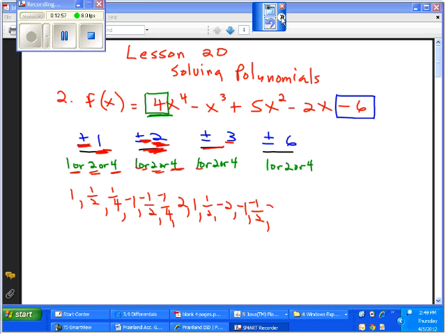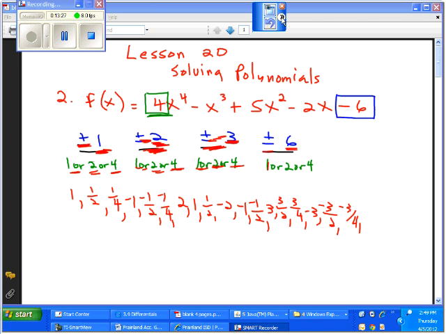Positive 3 over 1, positive 3. Positive 3 over 2, 3 over 2. Positive 3 over 4, 3 over 4. Then we go to the negatives. Negative 3 over 1, negative 3. Negative 3 over 2, negative 3 over 2. Negative 3 over 4, negative 3 fourths. Then we go to the next one.